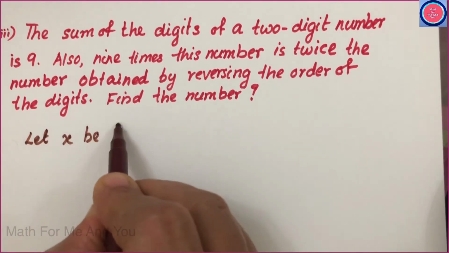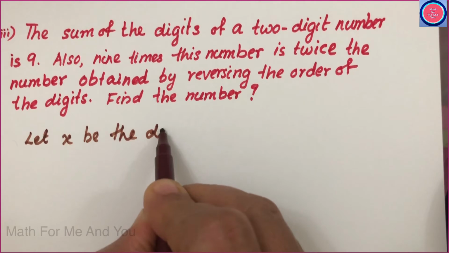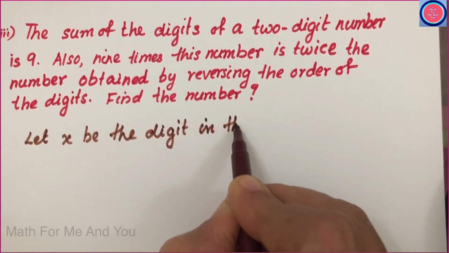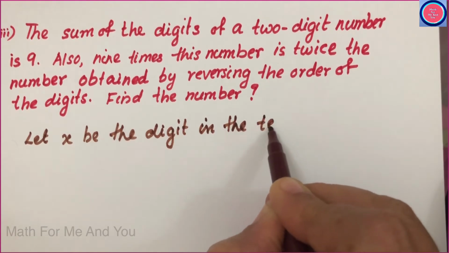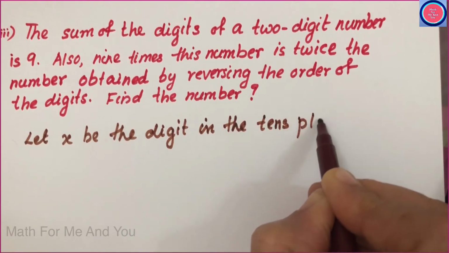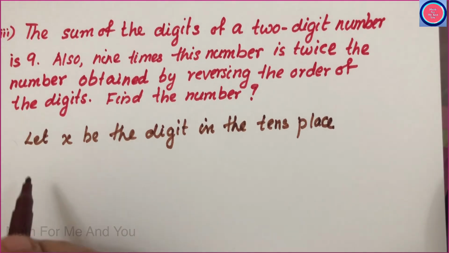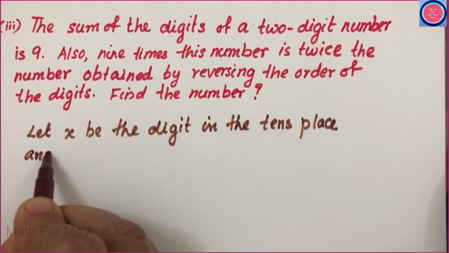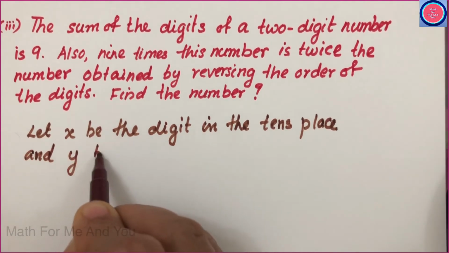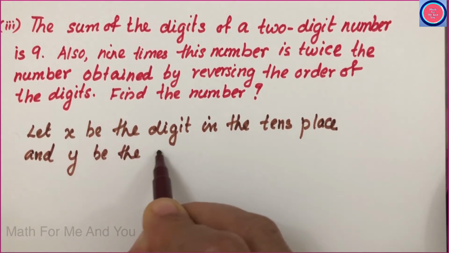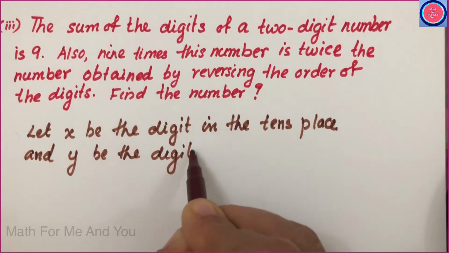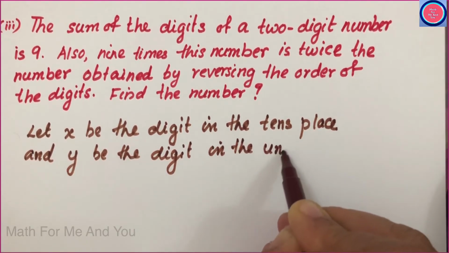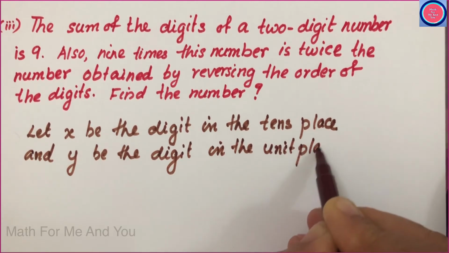Here I am taking, let x be the digit in the tens place. Then of course, what about y? So we can take y as the digit in the unit place. Now we write, let y be the digit in the unit place. Then, very important, how to write the number. If we get the digits, we must know how to write the number.